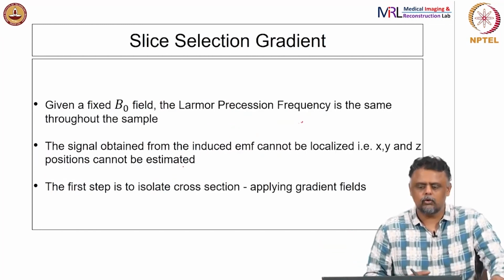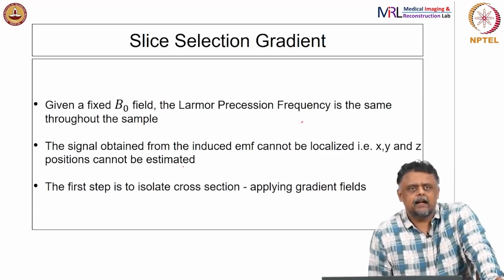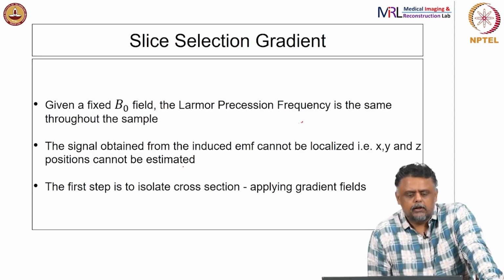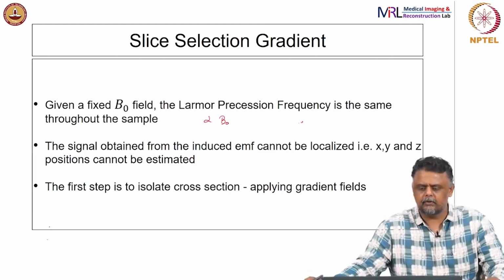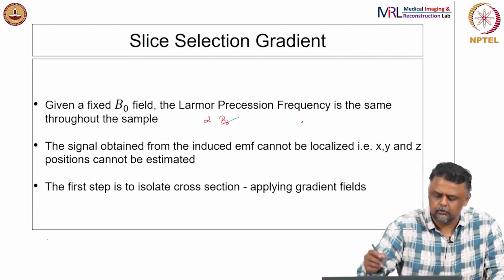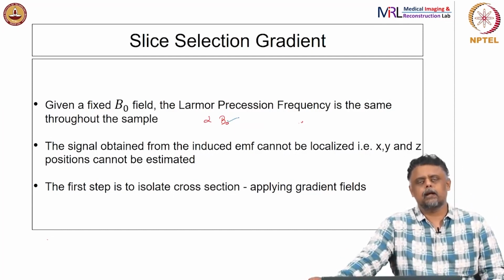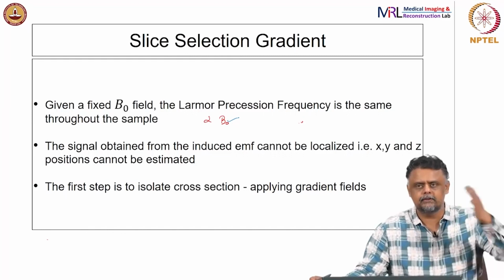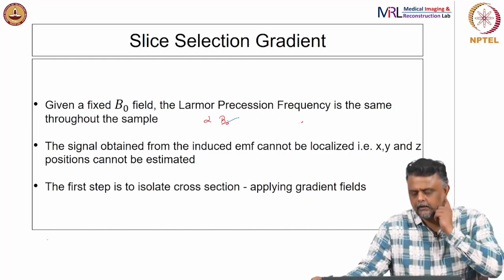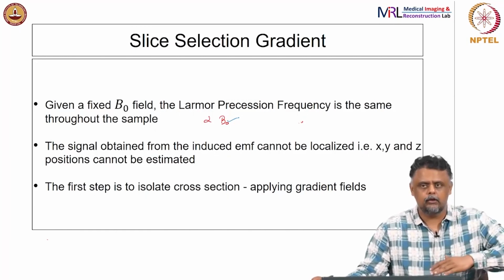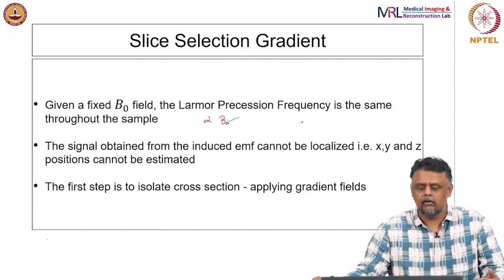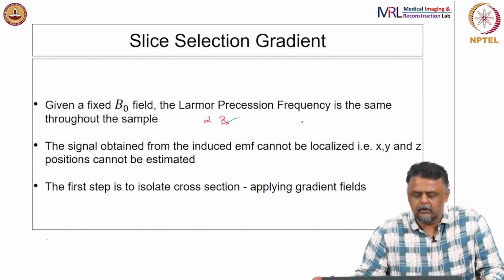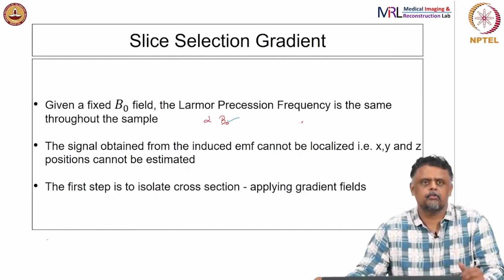Okay. So, why do we need the slice selection gradient, what is it used for? Now we know that as far as the MR system is concerned, we have a fixed B0 field, right. The Larmor precession frequency is proportional to B0. So, it is the same throughout the sample. When we apply the RF pulse, we know that it tilts the static magnetization into the plane, and the precessing spins in the plane induce an EMF, but the precession frequencies for all of them are proportional to B0, right.